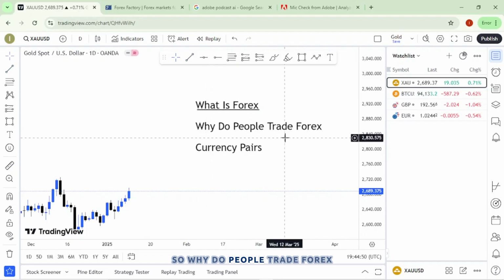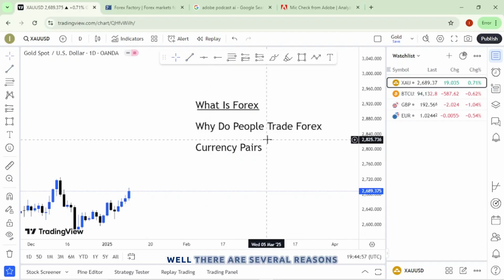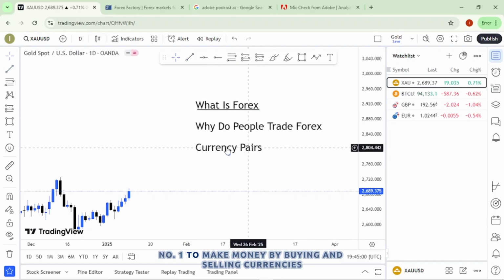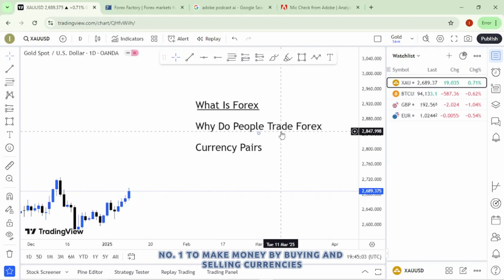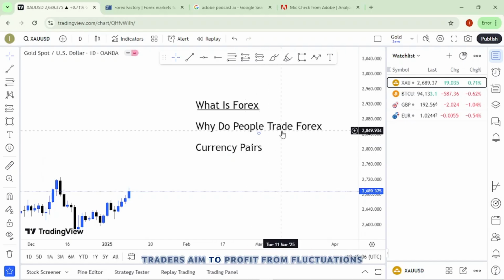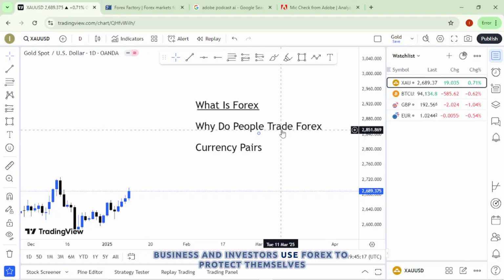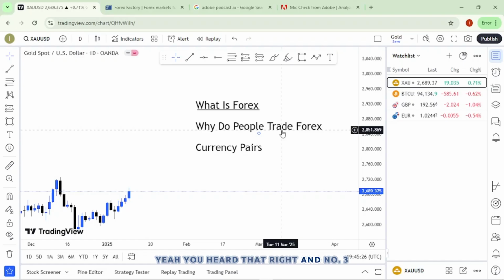So, why do people trade Forex? Well, there are several reasons. Number one, to make money. By buying and selling currencies, traders aim to profit from fluctuations in exchange rates. Number two, to hedge risks. Businesses and investors use Forex to protect themselves from potential losses due to currency fluctuations. Yeah, you heard that right. And number three, to facilitate international trade. Forex enables companies to buy and sell goods and services across borders.